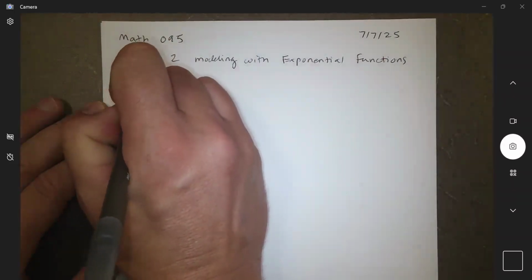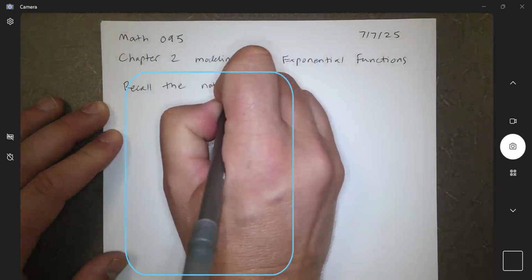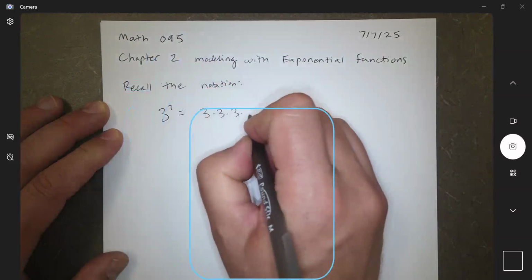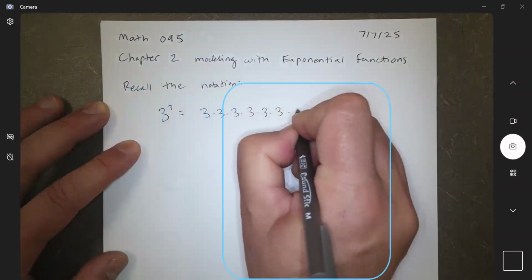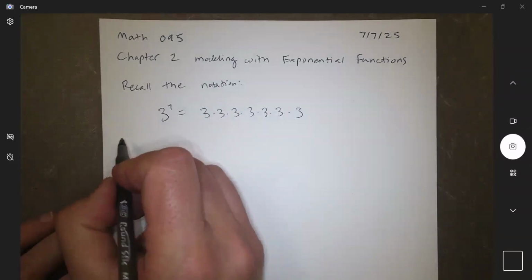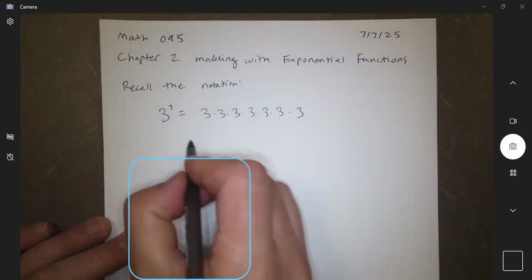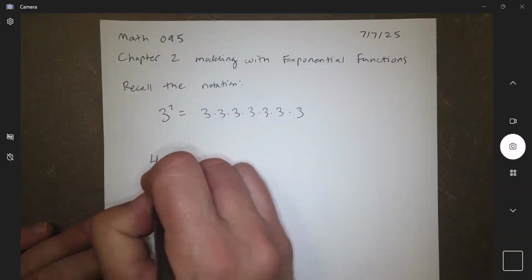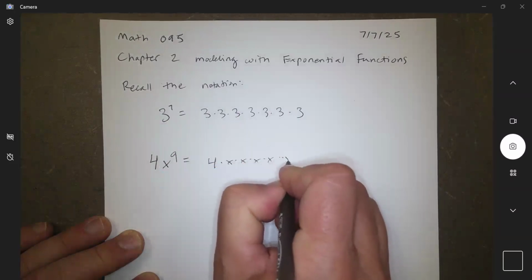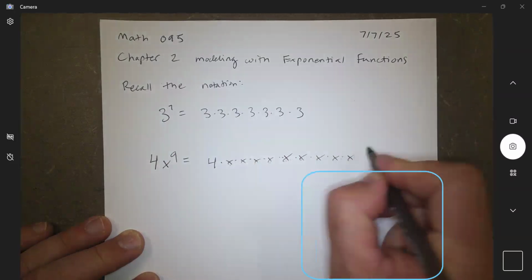But let's recall the notation. If I do 3 to the 7th, that's 3 times 3 times 3 times 3 times 3 times 3 times 3. All right, so that's our notation. And you practice combining different ones, and maybe you had something that looked like 4x to the 9th, right? Which is the 4 is out there, and then you have a whole bunch of x's, and I should have picked a smaller number. 7, 8, 9.